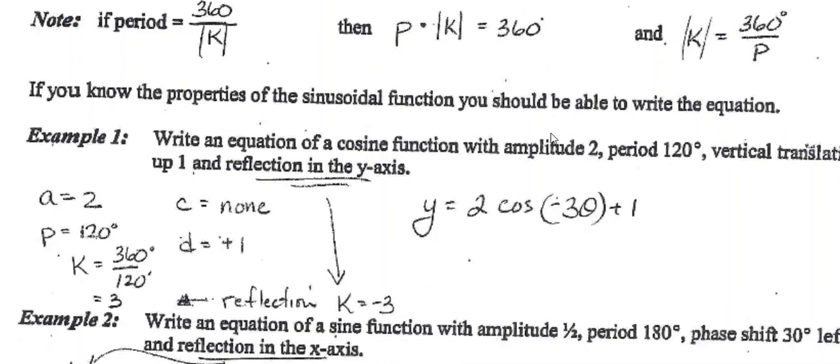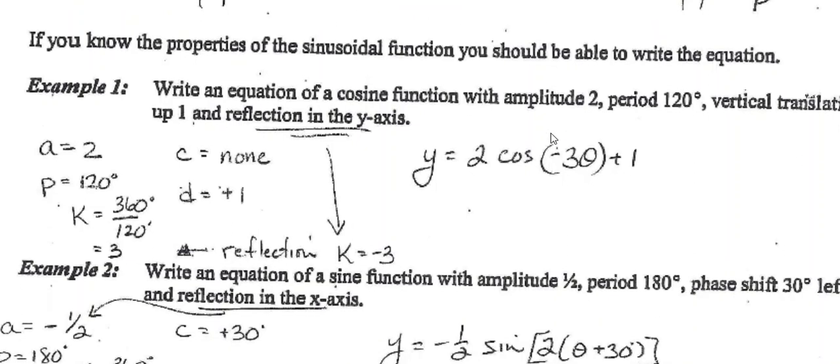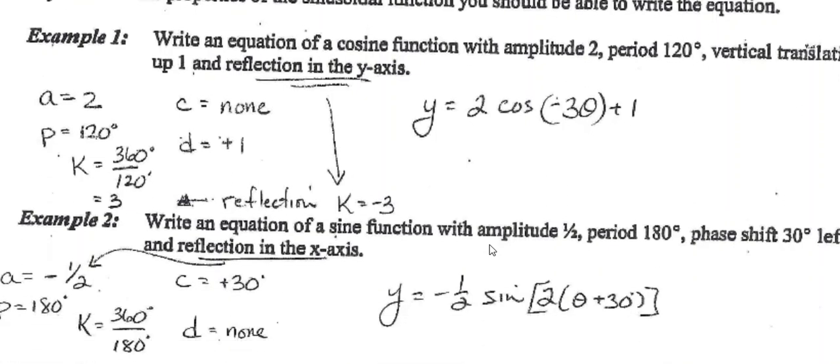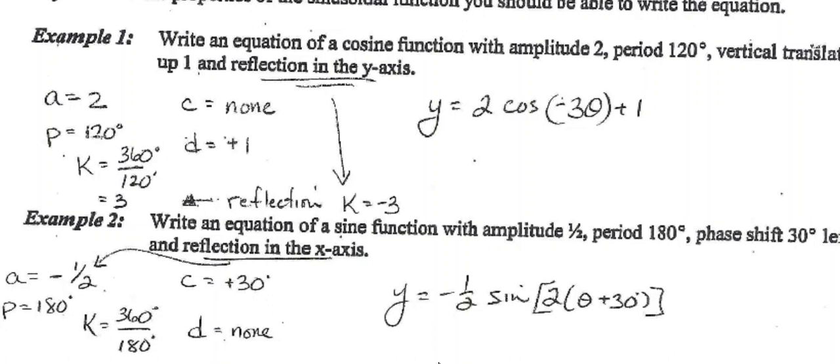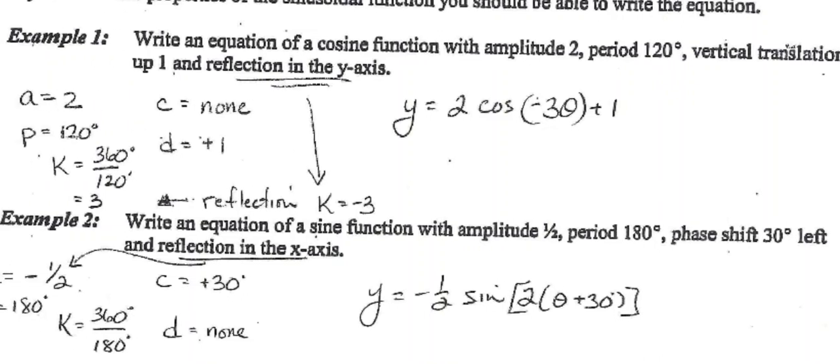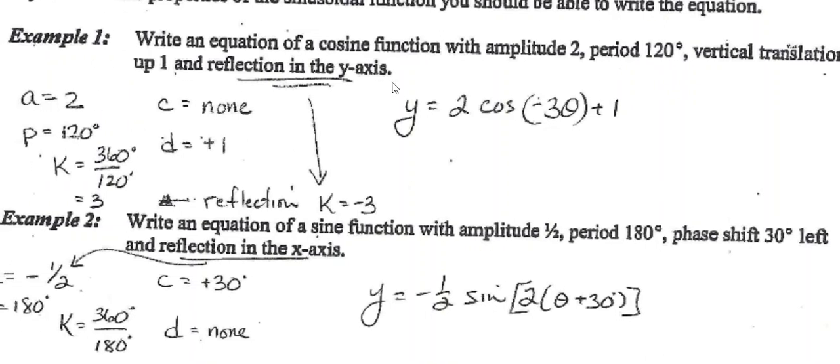Okay, so if you know the properties of your sinusoidal functions, you should be able to write the equations. Hopefully you just listened to the lesson when we were building the equation from the graph, so this should be so much easier because it's all given to you. You just have to figure out which goes where. So, writing the equation of the cosine function with amplitude 2, period of 120 degrees, a vertical translation up 1 and a reflection in the y-axis.